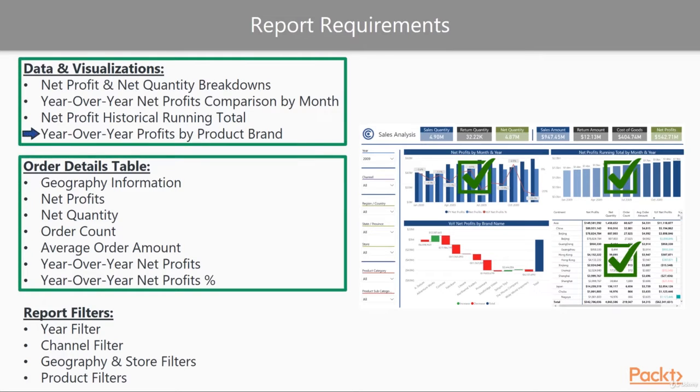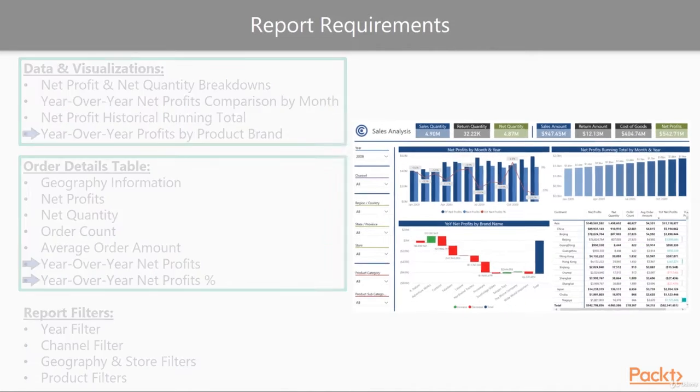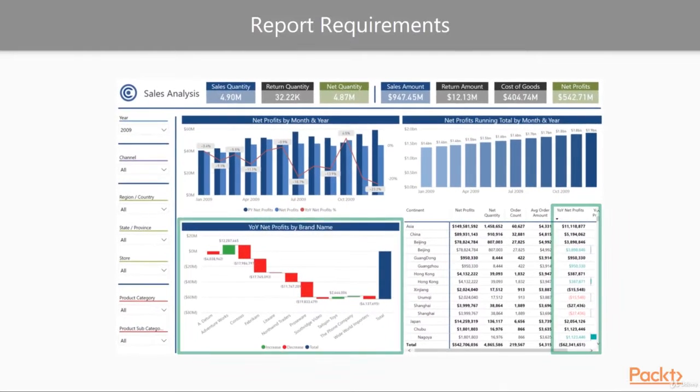We'll start by creating a new waterfall visualization, which will break down our year-over-year net profits by product. We'll also add the yearly net profits comparison to our matrix table as two new columns for both the value and percentage, then apply conditional formatting to both of them. The end result of this video will be these two additions you see here.